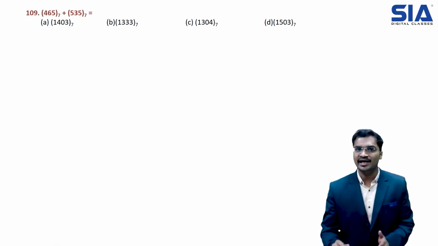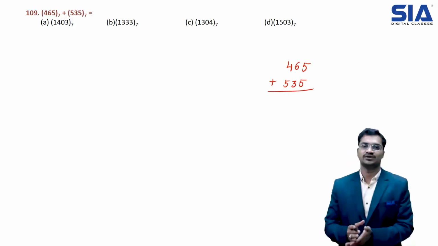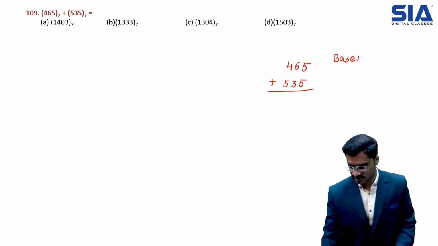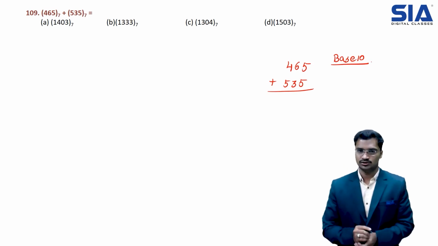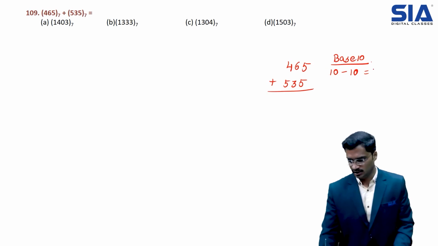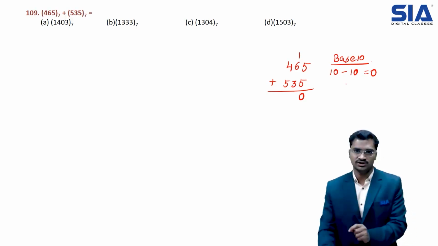So when we are adding our normal numbers, 465 plus 535, we actually add these numbers on the basis of base 10. So 5 plus 5 is 10. What we should do is subtract the 10 from 10 and write the remainder. So 5 plus 5 is 10 and 1 is carried over, because here 10 is coming once, we are carrying 1.